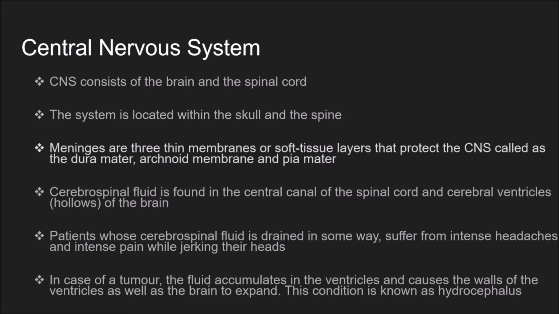Meninges are three thin membranes of soft tissue layers that protect the CNS, called dura mater, arachnoid membrane and pia mater. Another protective mechanism is the presence of colorless fluid known as cerebrospinal fluid that is found in the central canal of the spinal cord and cerebral ventricles of the brain that provides a protective cushion to the brain and spinal cord.